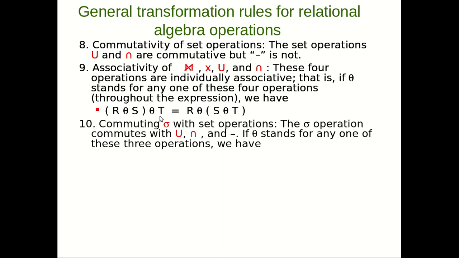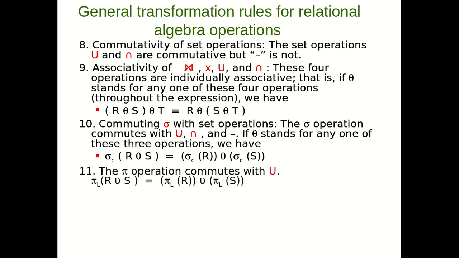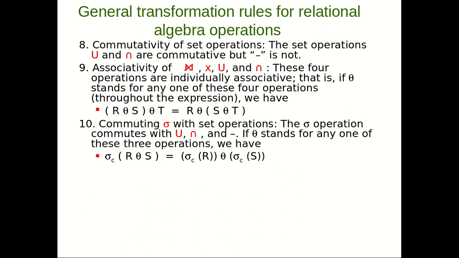Commuting select with set operation. Select operation commutes with union, intersection and set difference. If theta stands for any of these operations, we can write like this. If sigma, the select of C on R theta S, theta meaning union, intersection or difference, a single operation at a time. For example, R union S on this condition, you can apply this condition first, then apply this one. Similar to what we have seen in join, the same rule is applicable here.